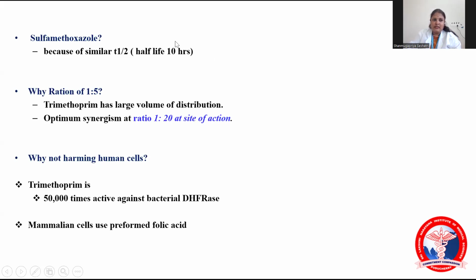Why sulfamethoxazole is preferred: I already told you sulfamethoxazole has a similar half-life with trimethoprim. That is why sulfamethoxazole is preferred as a combination drug with trimethoprim. Why the ratio of 1 is to 5: trimethoprim has a larger volume of distribution, and based on the need of the patient, 1 is to 20 is also preferred. Why is it not harming human cells? Trimethoprim is selective for bacterial dihydrofolate reductase. That is why it is not affecting human folic acid synthesis, because your human folic acid is already preformed. The drug can't go and affect the preformed folic acid. It prevents the further synthesis of folic acid in the bacteria.